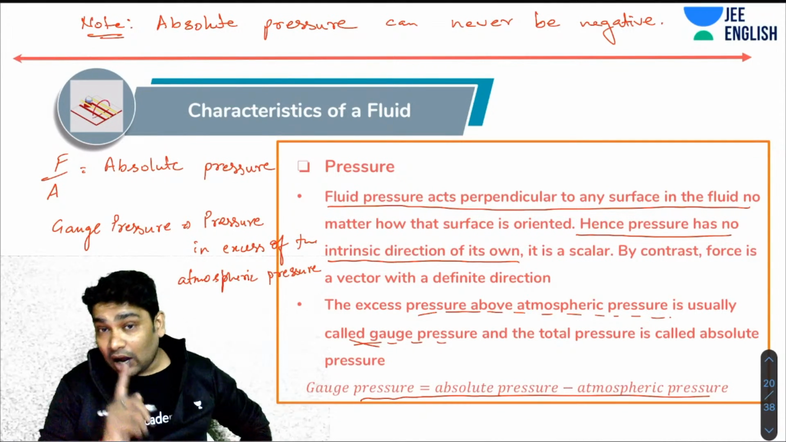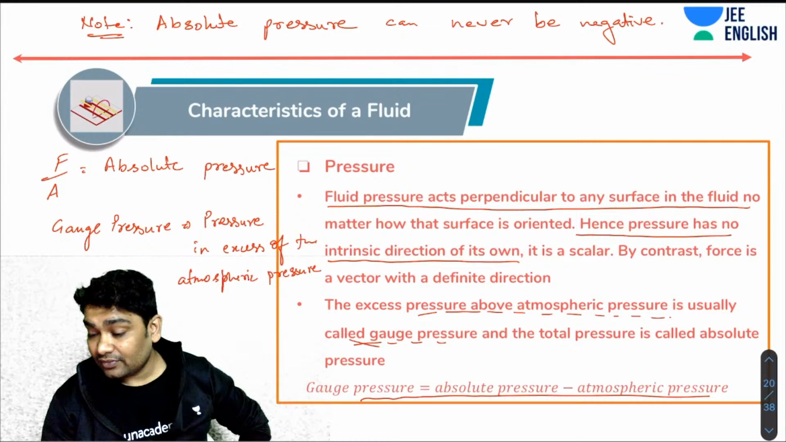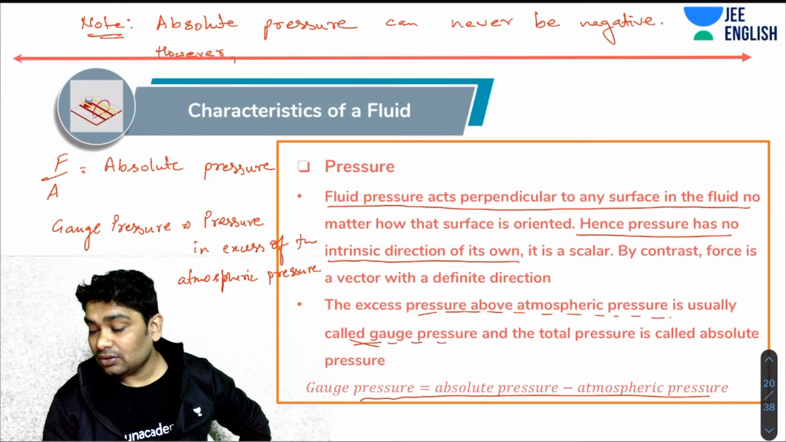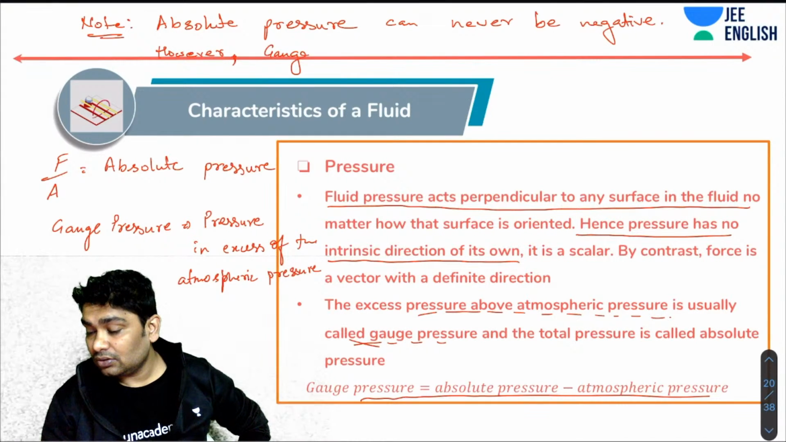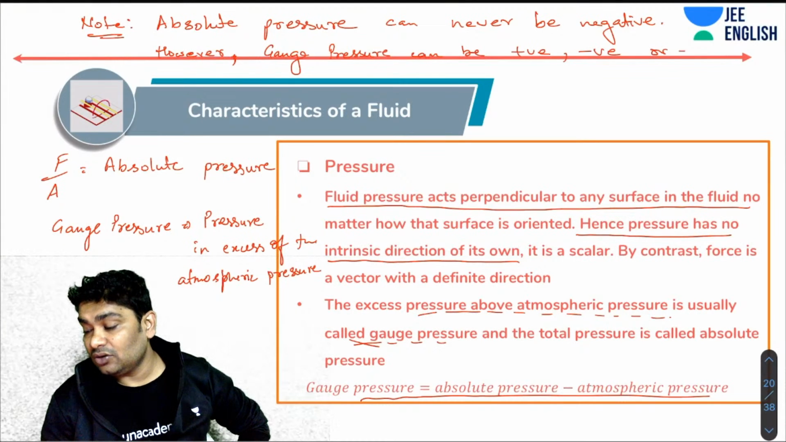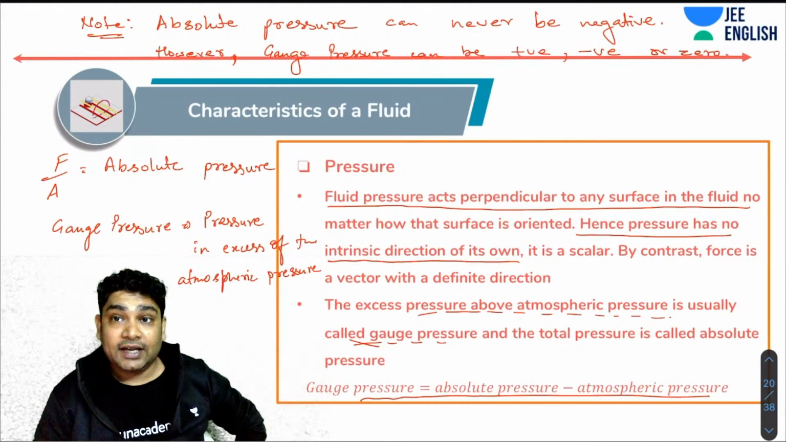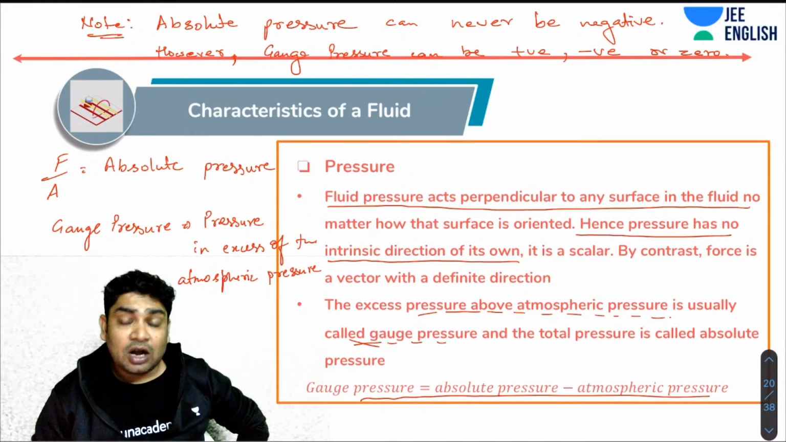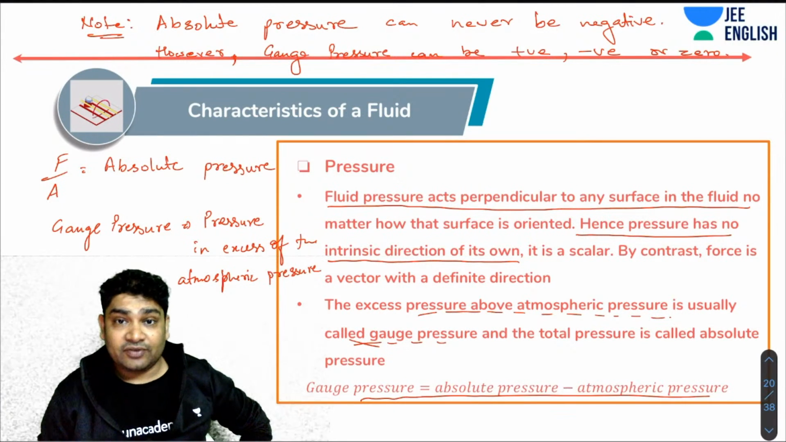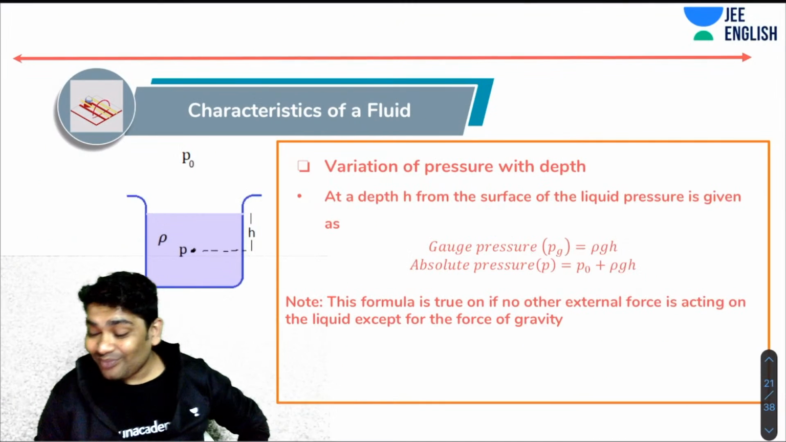Now, how about the gauge pressure? However, your gauge pressure can be positive, negative, or zero. However, absolute pressure is always positive. Remember that.